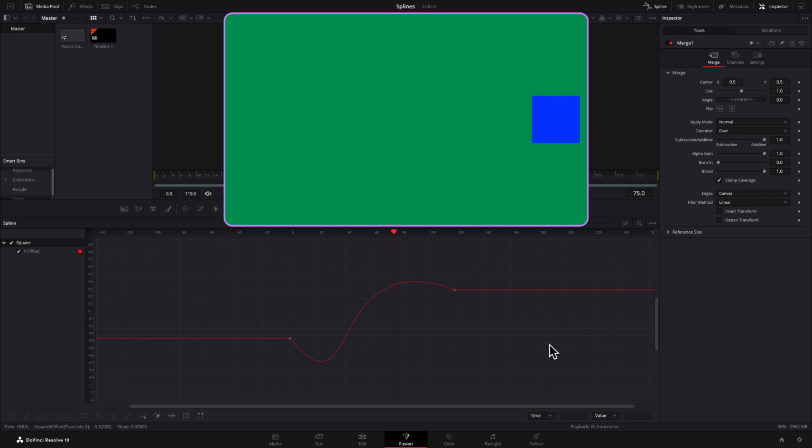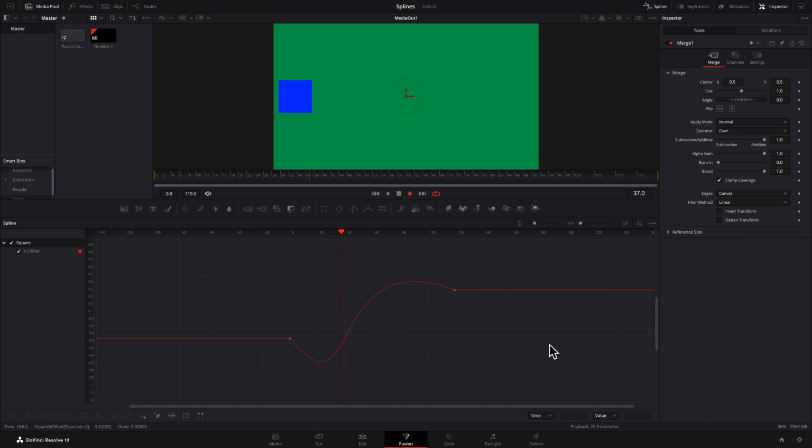Note that changing the shape of the spline will not change the overall duration of an animation. That can only be done by moving keyframes closer together or further apart. And that's basically all there is to understanding splines. Play around with them to let it really sink in.